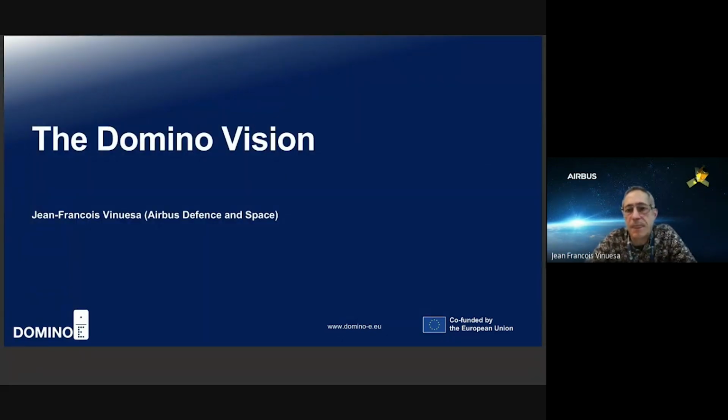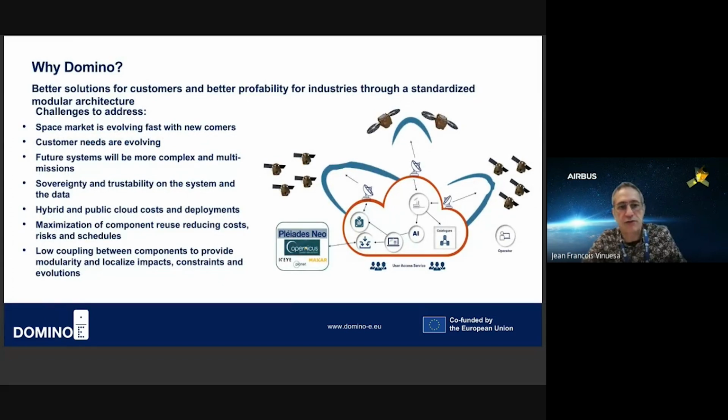So I'm going to talk today about the vision of the Domino ground segment that we had prepared over the years for different projects. This will be today's presentation, and there will be another presentation, the third workshop, as you have seen, about the business opportunities. Because at the end, what we want to do is to propose these new systems to the world and to make business out of it.